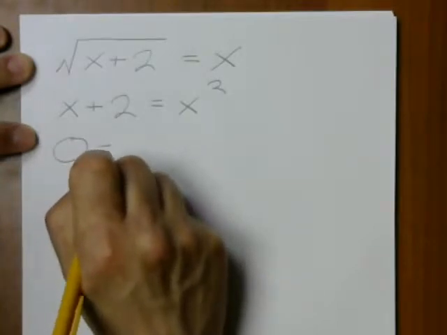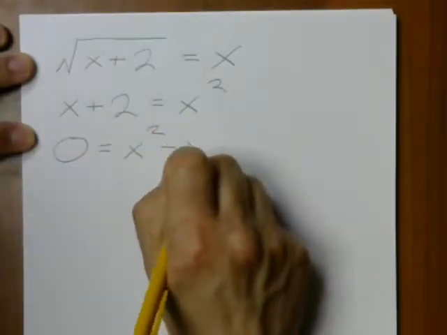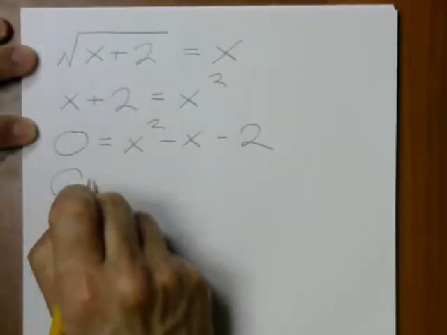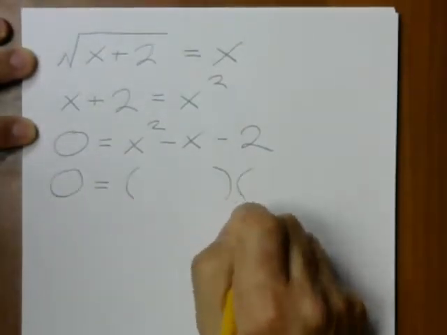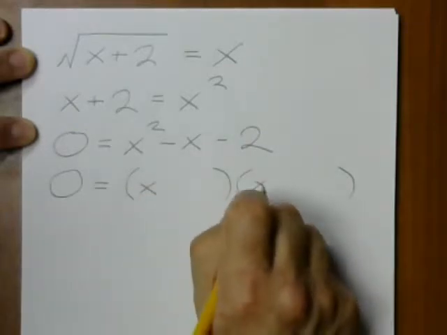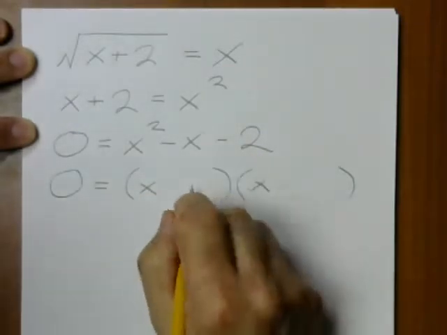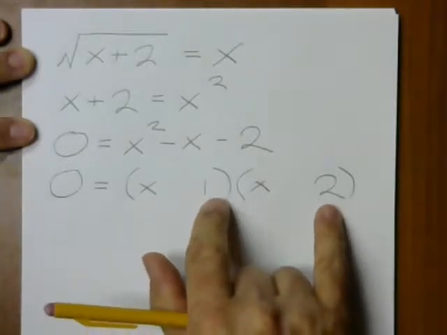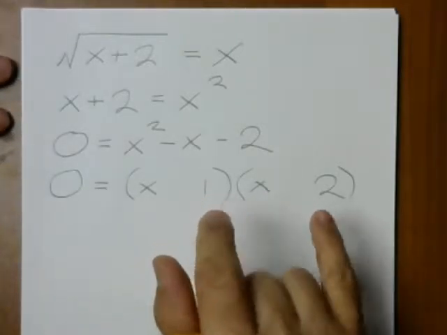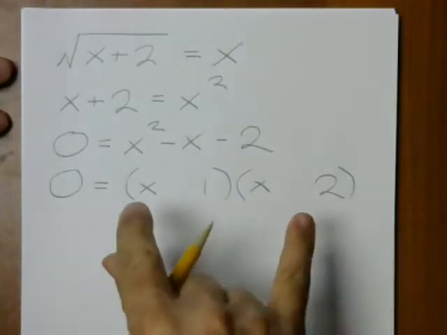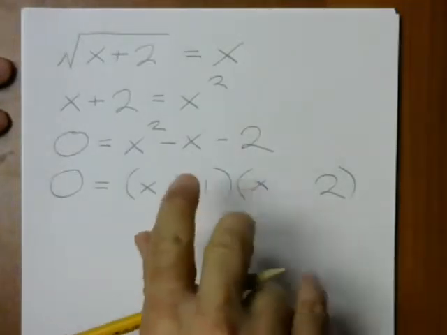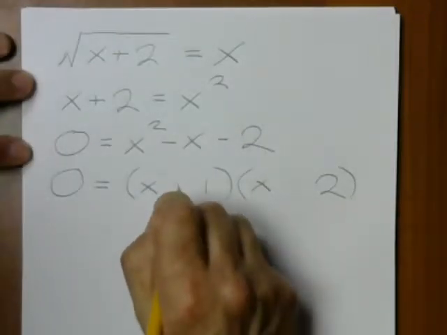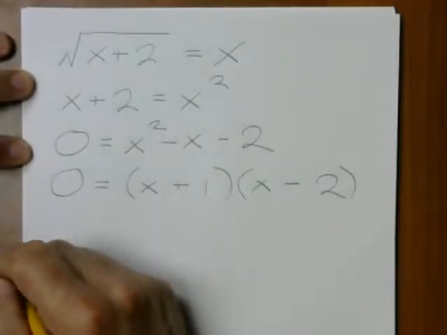And I could move everything over to the right to get that. And I could look to see if there's any factors in the integers. And hopefully there will be. Well, with a 2 here, I'm going to want a 1 and a 2. And I'm going to want some combination of 1 and 2 together, plus or minus each of these. That gives me minus 1. Well, if I subtract the 2 and add the 1, minus 2x plus 1x gives me minus x. So that's what I get.